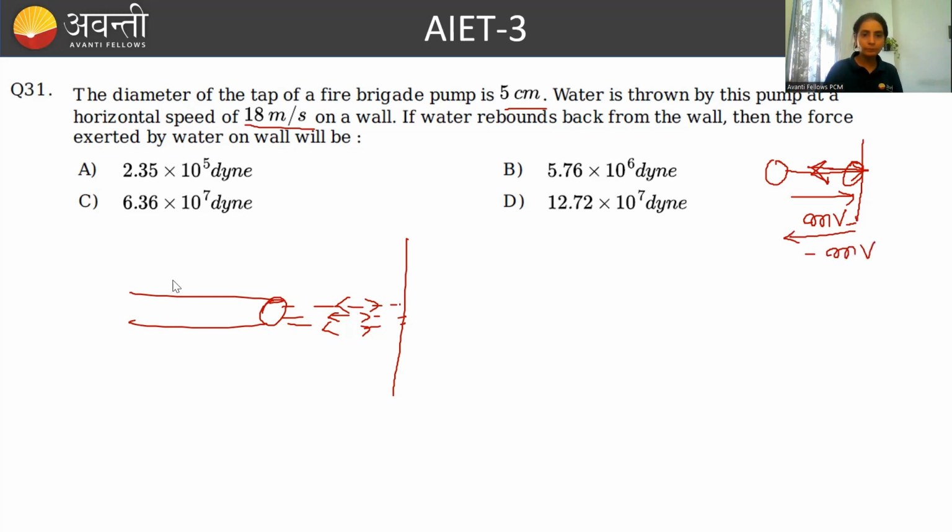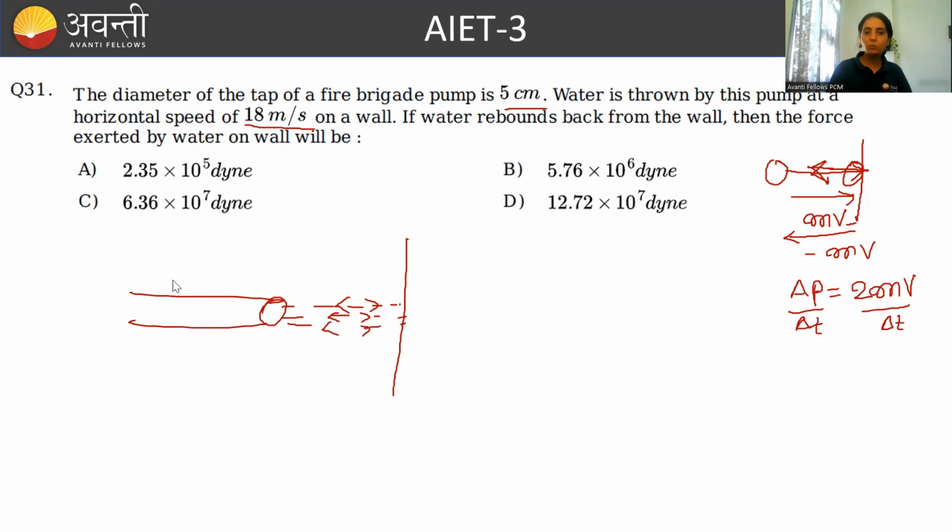So rate of change of momentum is how much? Sorry, change in momentum is how much? 2mv. And if we have to calculate force, we will see what the rate of change of momentum is. That is, in delta t time, what is the change in momentum? That will give us force.